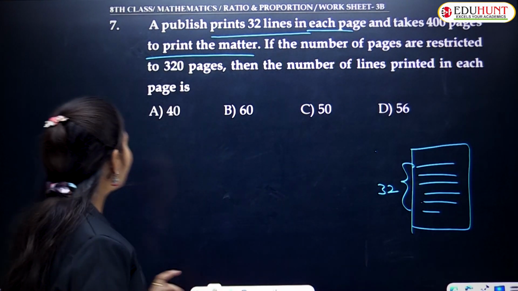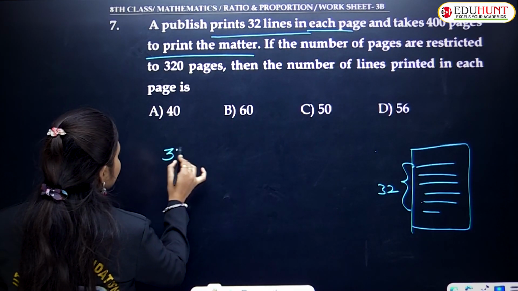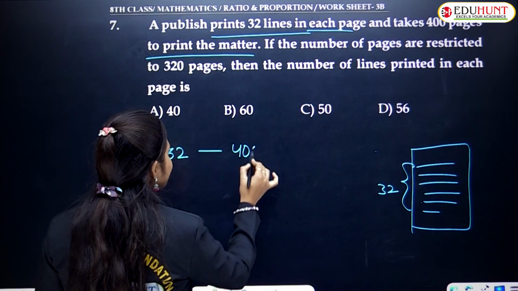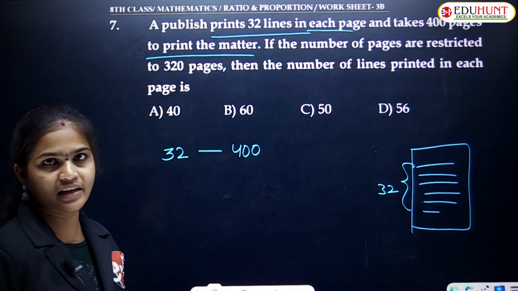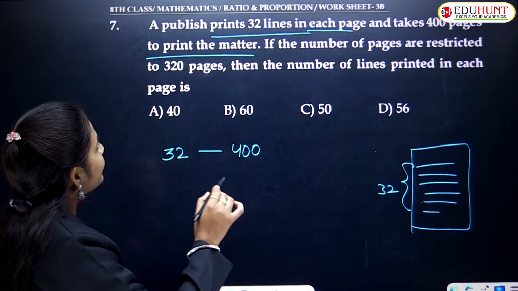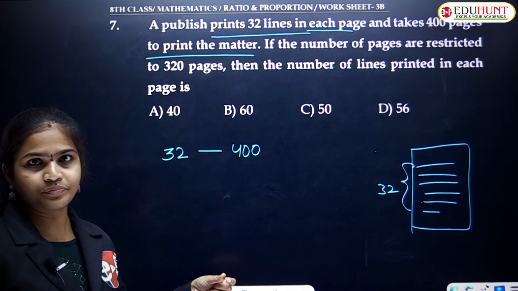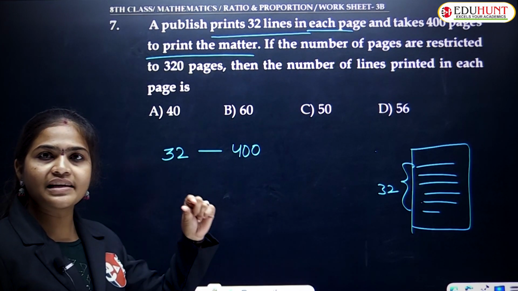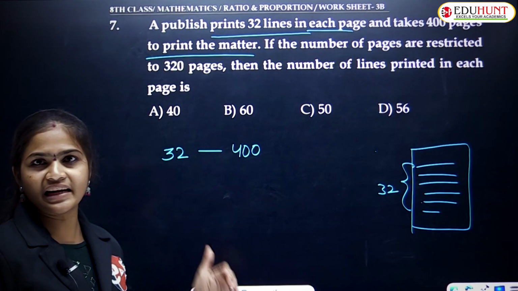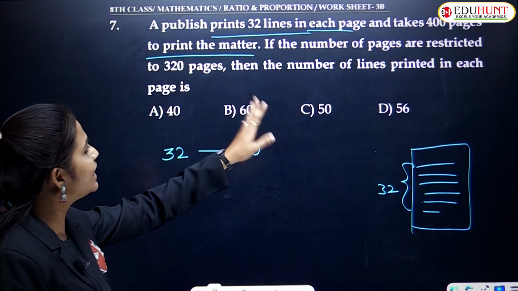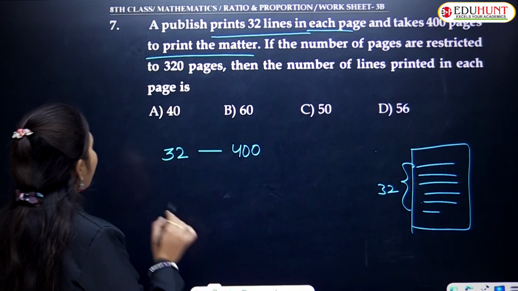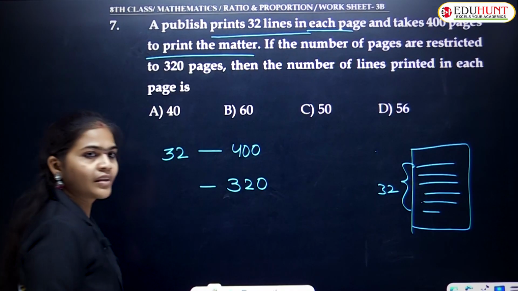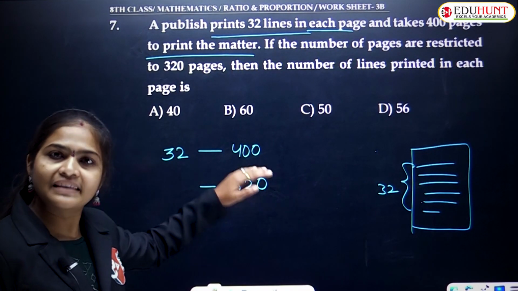Then here they are asking: if each page contains 32 lines, then the book has 400 pages. If the number of pages is restricted, some publishers have restrictions, right? Just like a book contains only 250 pages or 300 pages. Like that, here also one restriction is there. As per that restriction, the number of pages should be 320 only.